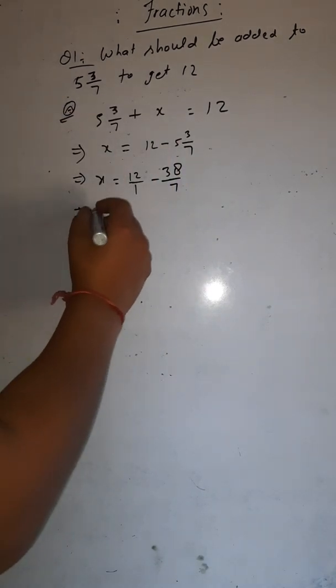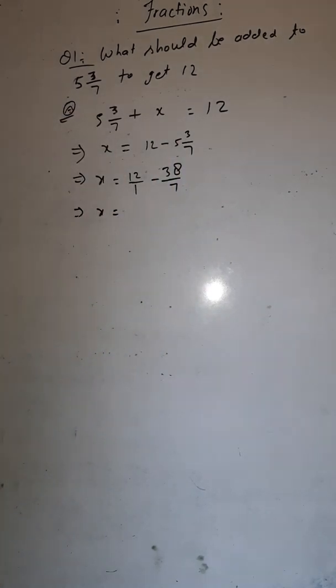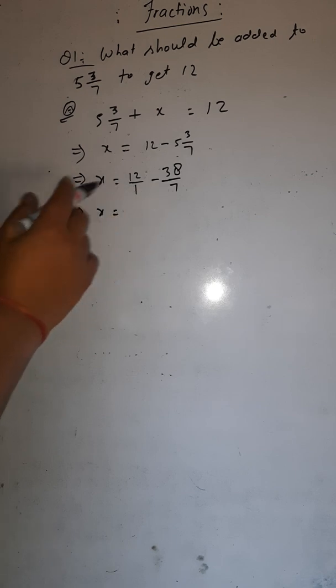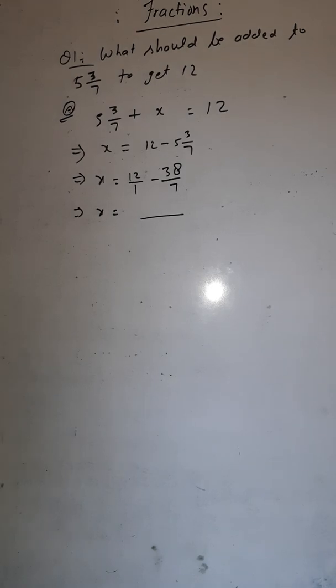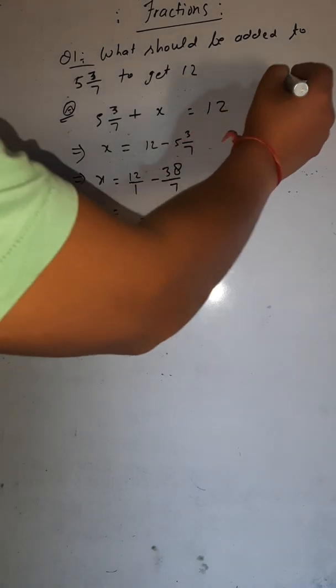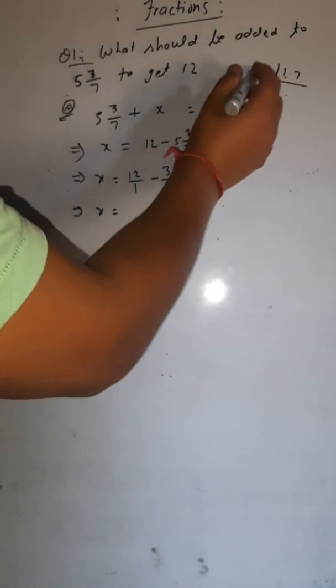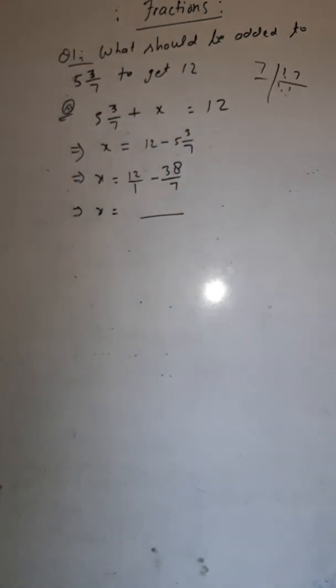Now what should I do? We should take the LCM now. What would be the LCM of 7 and 1? Can you tell me the LCM of 7 and 1? Find it. So the LCM is 7.